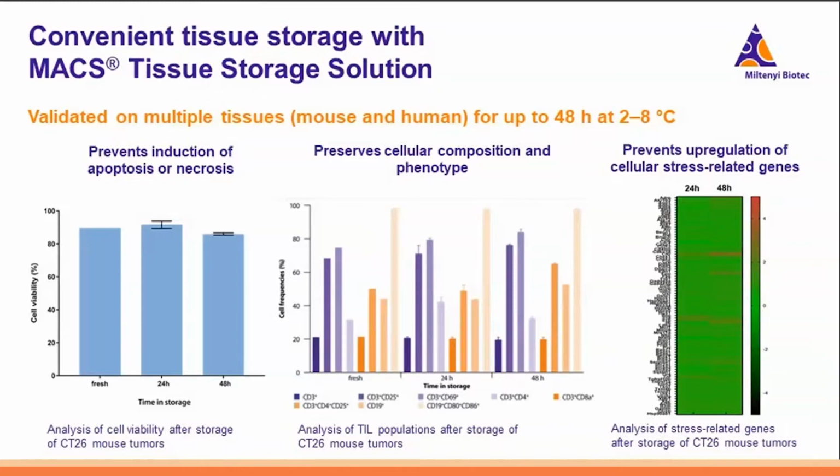The cellular composition of the tissues and the phenotype of the cells are also preserved, as we observed in this analysis of different TIL populations from the same stored tumors. And very important, the upregulation of cellular stress-related genes is prevented. This heat map represents fold changes in gene expression levels of stress-related genes in stored mouse tumors referred to fresh tumors, showing that only minimal changes in expression of stress genes occurred in the stored cells.